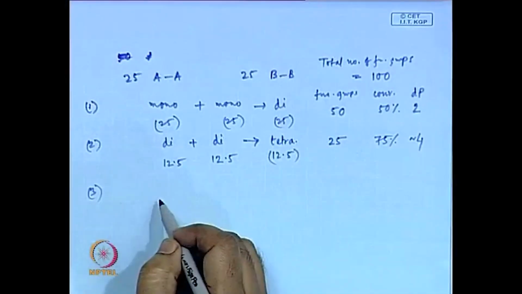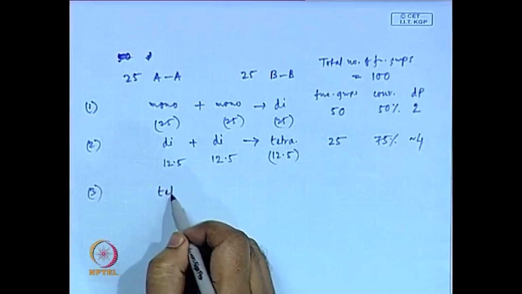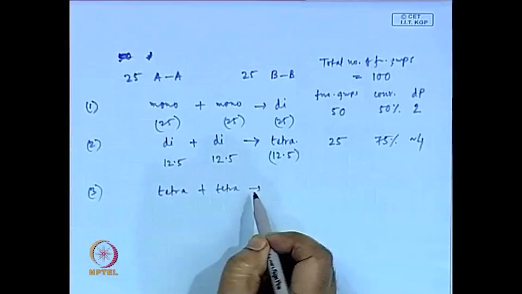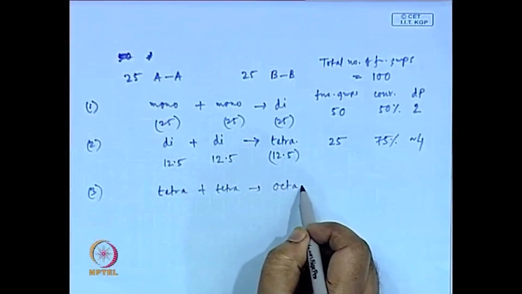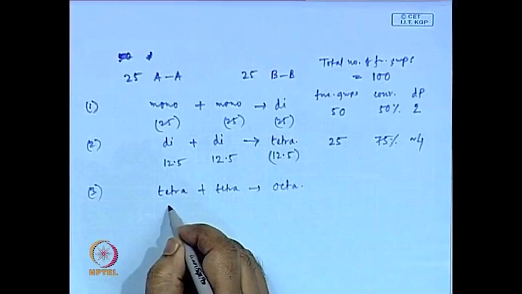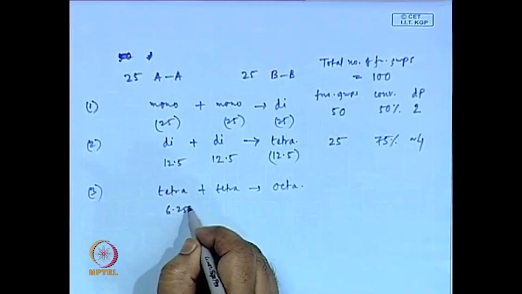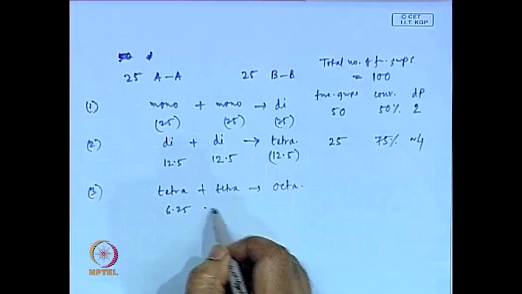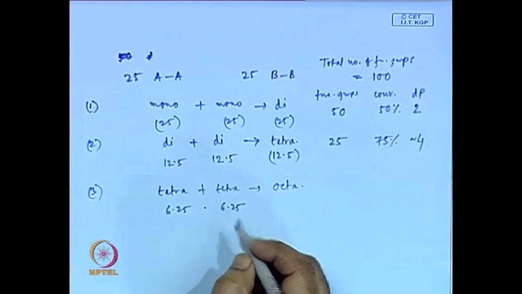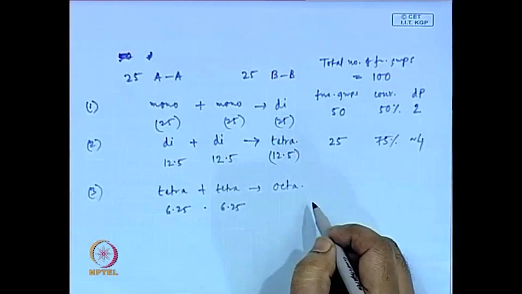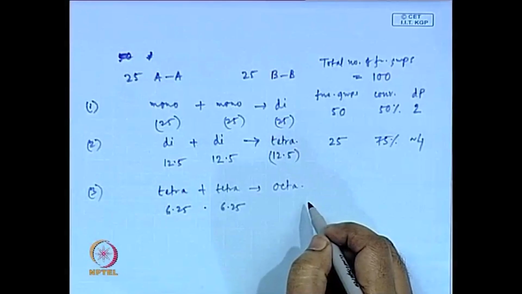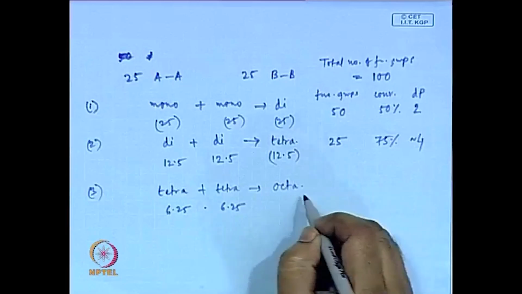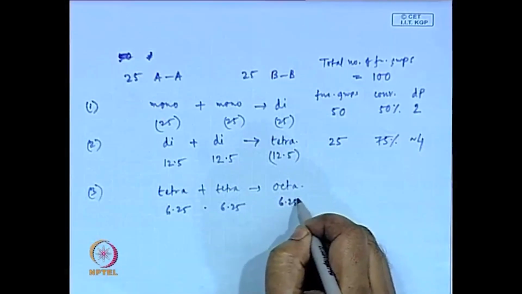So, let us again, for simplicity, consider these tetramers are reacting with each other forming octamers. So, I will write say 6.125 of this reacting with 6.25 gives you octamers. How many? 6.25 on average.